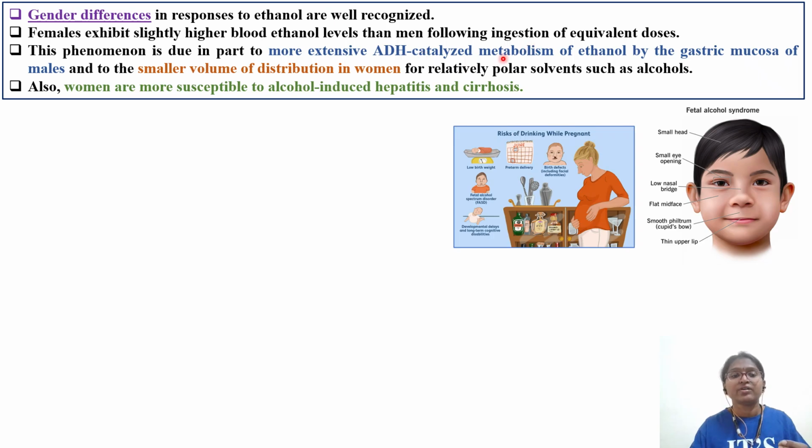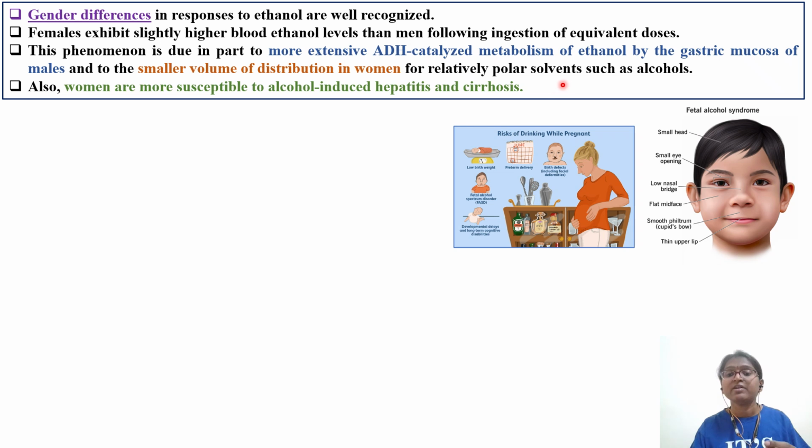The phenomenon is due in part to more extensive ADH-catalyzed metabolism of ethanol by the gastric mucosa. In our stomach, the gastric mucosa lining will be there, no? In the case of males, more extensive ADH catabolism is there. Then there is a smaller volume of distribution, the VD of this particular alcohol is less in women, because of which alcohol concentration is more in plasma.